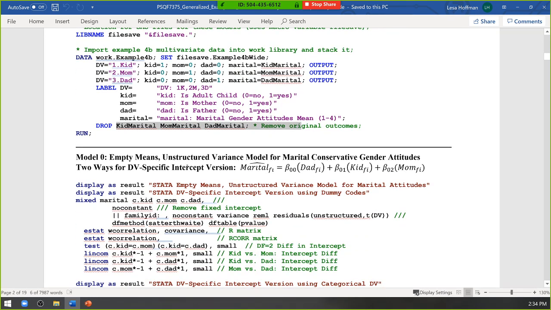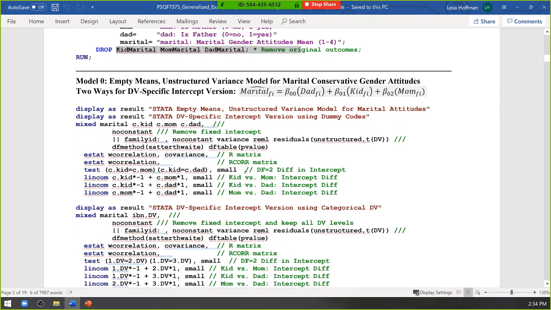In this example, I'm not going to worry about the R matrix. I'm just going to let it be unstructured. There's only 3 outcomes, and so that's not that many extra parameters. So there's 3 possible covariances and 3 variances. I'm just going to leave them alone and let them be estimated. And we'll focus on the model for the means.